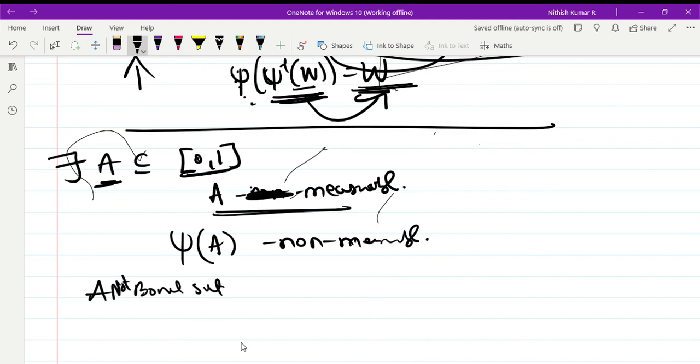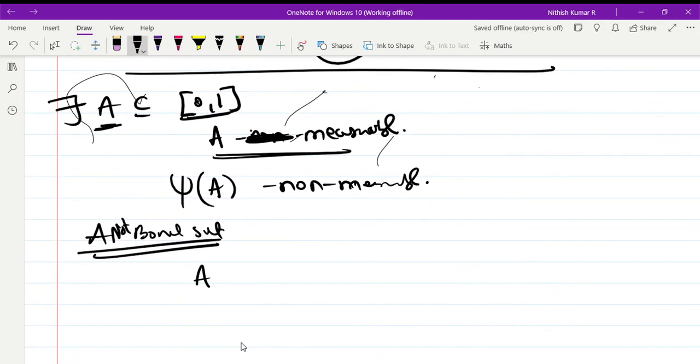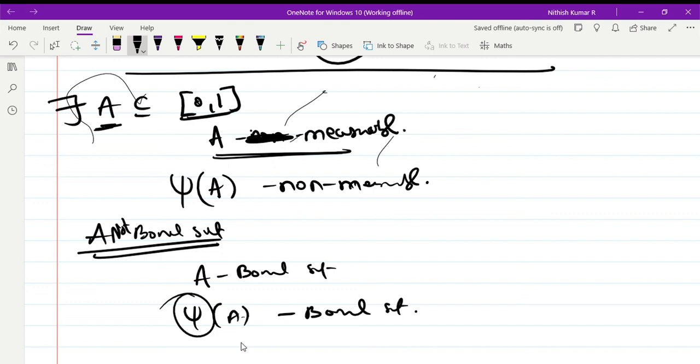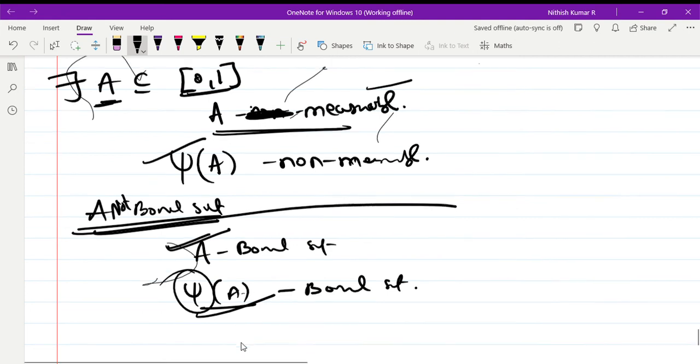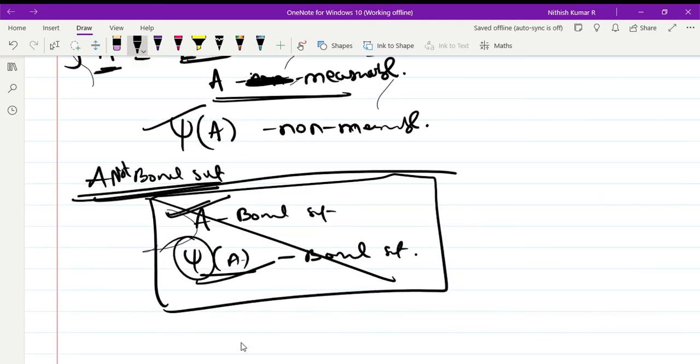Why? Suppose A is a Borel set. Now xi of A is also a Borel set. This is because of the result that a strictly increasing continuous function defined on an interval maps a Borel set into a Borel set, and xi, the Cantor-Lebesgue function, is such a function. So if A is Borel, then xi of A is also Borel. Borel sets are measurable, therefore xi of A is also measurable. But here A is a measurable set, while xi of A is a non-measurable set. Therefore A cannot be a Borel set.